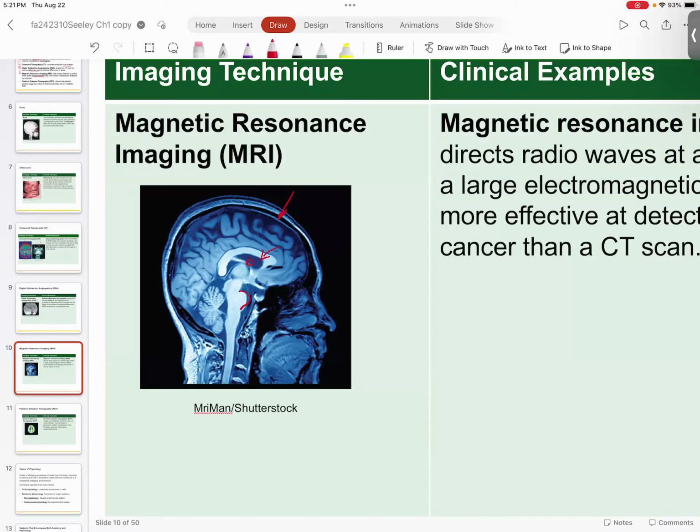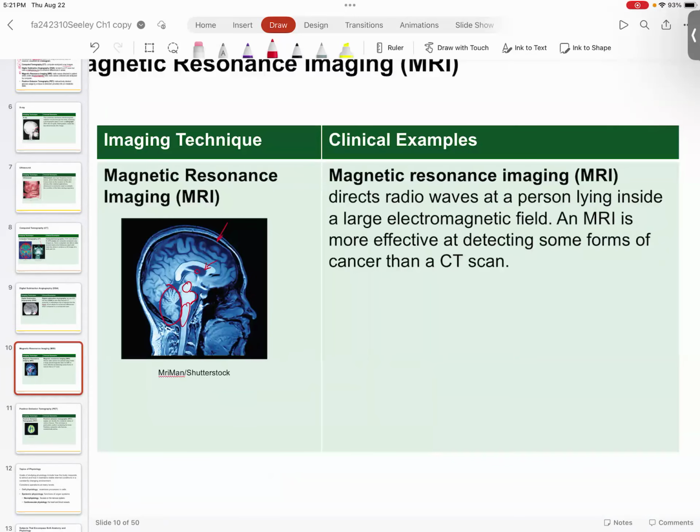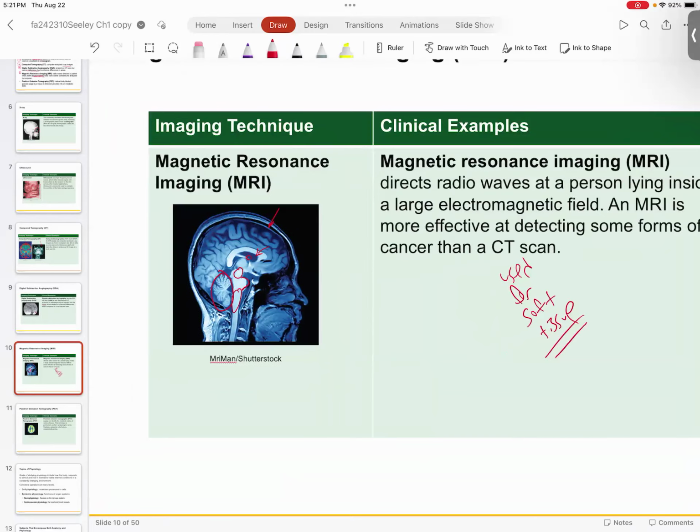There's your pons right there, your medulla oblongata and the midbrain. So, nice little cerebellum right there. So you can see a lot of detail with MRI. But generally speaking, even though we could use CT as well, oftentimes MRI is used for soft tissue. So it looks really good for soft tissue.